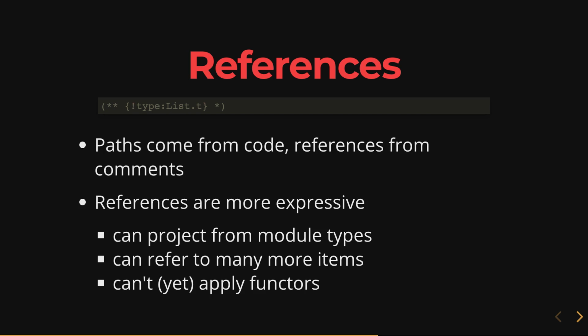References can refer to many more objects, such as constructors, values, or record fields, and they can also project elements out of module types. You can't refer to elements in a functor application, though this would be simple to add now. To be as general as possible, references are not resolved until link time, and thus we can refer to any element defined in the whole package or dependent packages.